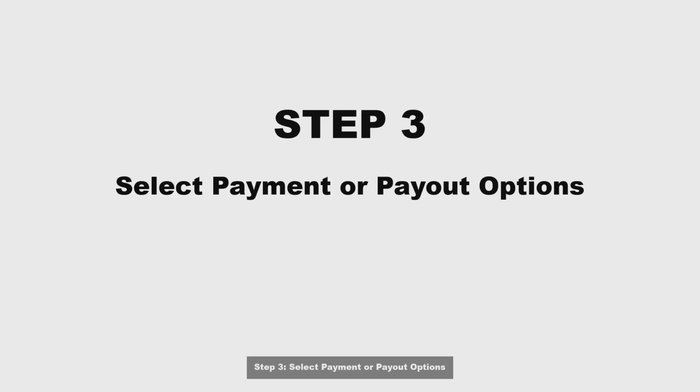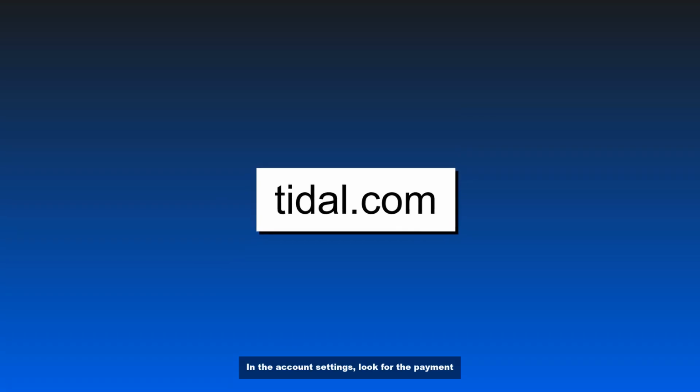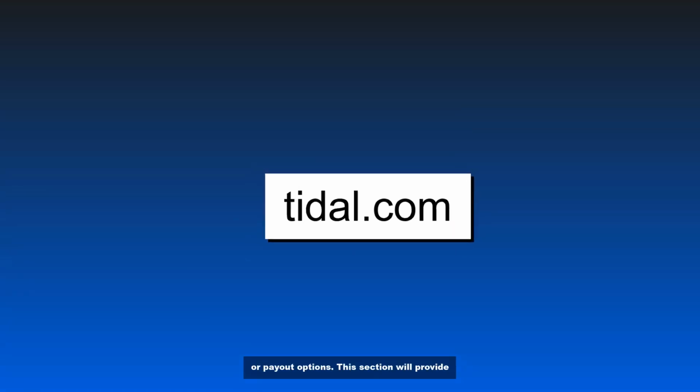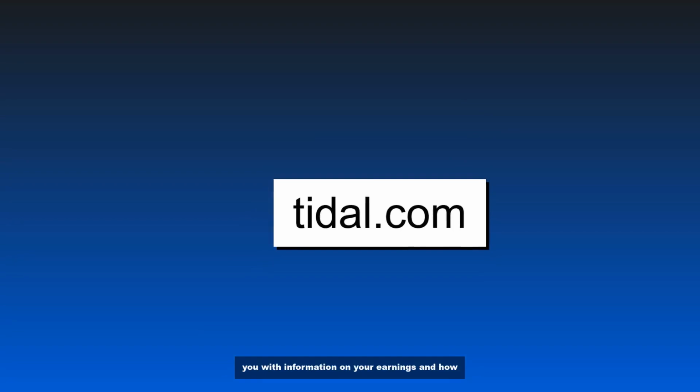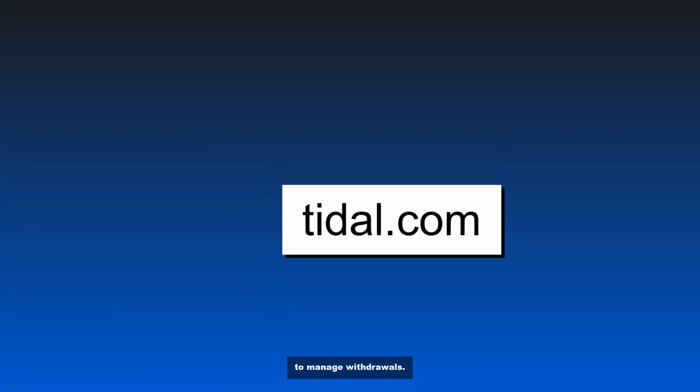Step 3. Select payment or payout options. In the account settings, look for the payment or payout options. This section will provide you with information on your earnings and how to manage withdrawals.